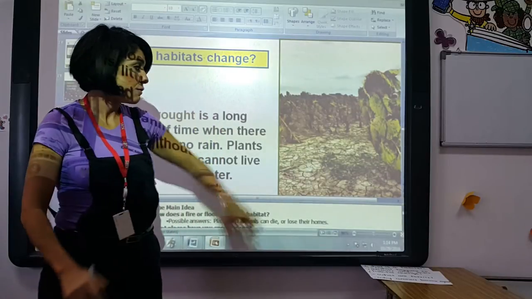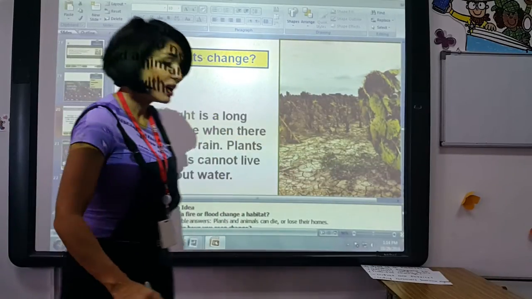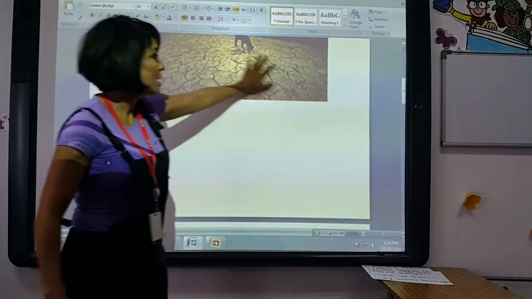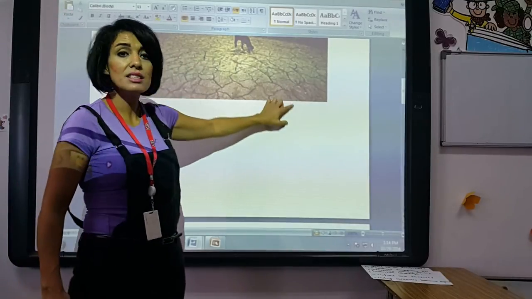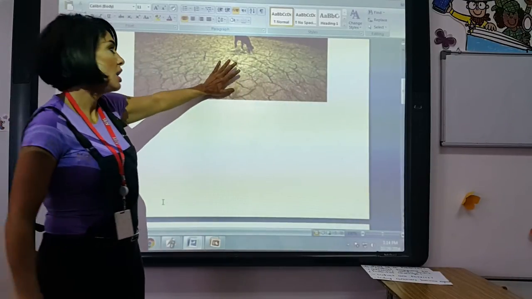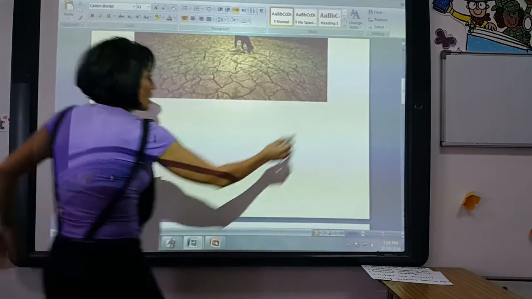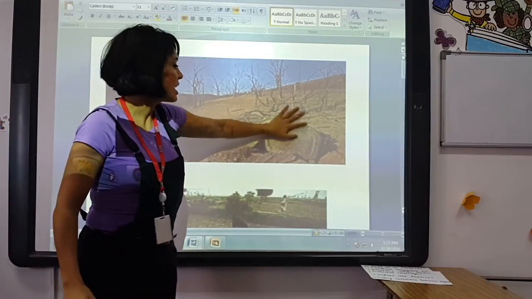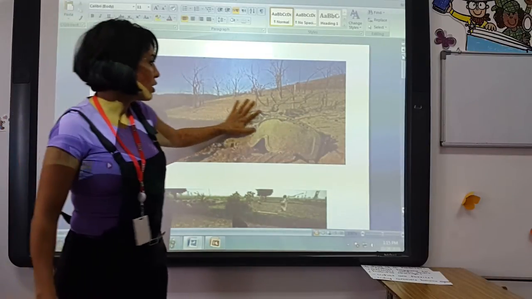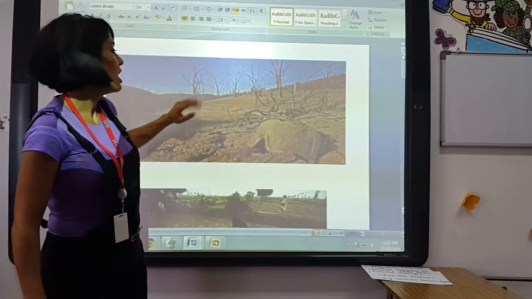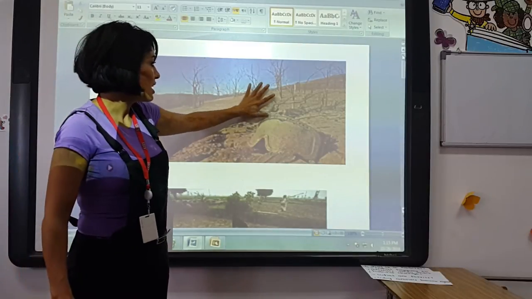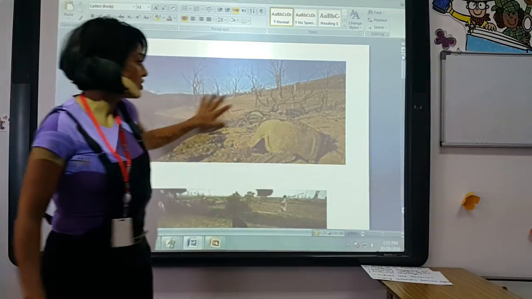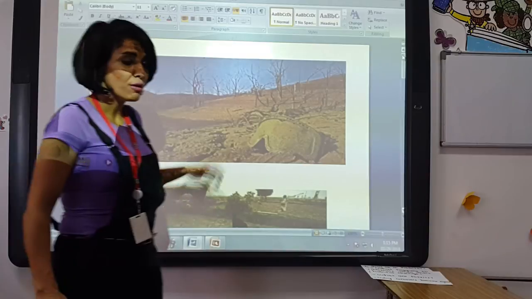How can you know that? From the cracks in the soil. Look at these examples, please. Here is another habitat. You can see from the cracks that this habitat is not getting enough water. Also, look at this habitat. The living things in this habitat are also not getting enough water, and you can realize from the plants. Plants are not green, and it seems that it's a dry place that's not getting enough water.